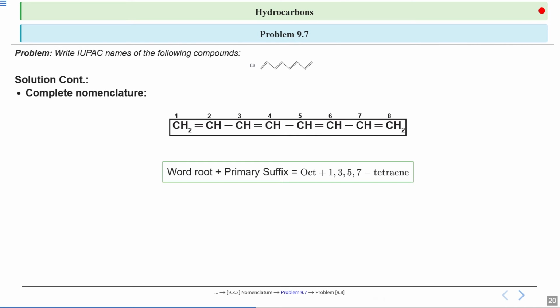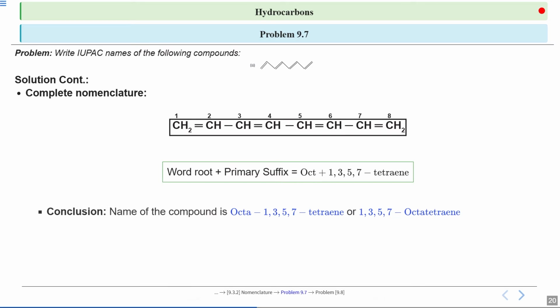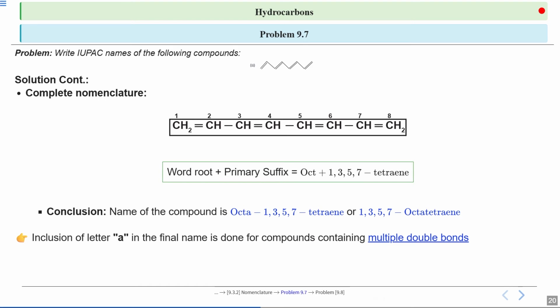Next is putting all the parts of your puzzle together, that is the word root and primary suffix, which are oct and 1,3,5,7-tetraene. If you put them together, the complete name would be octa-1,3,5,7-tetraene or 1,3,5,7-octatetraene. Both are true. Here also remember that we are including the letter A. You will see that after oct we have written A. Why is this A written here? Because there are vowels present. For that reason you have to use the letter A in the case of multiple double bonds.